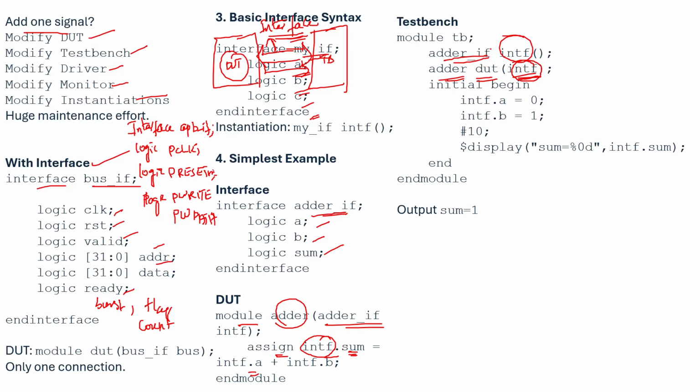Then in my TB, I need to instantiate the DUT and then the interface. After that, some clock generation and reset generation. All the things we need to mention in your TB. Based on that, you will get different signals.